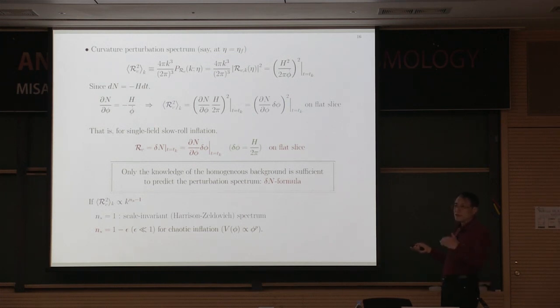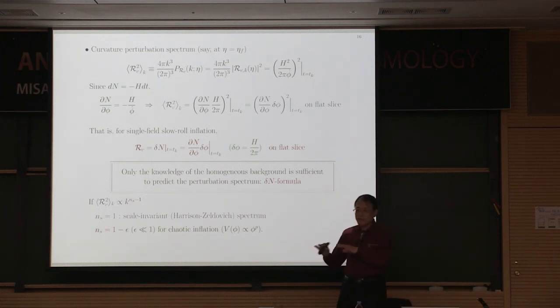So this flat slice condition is very important, but given this condition, if you evaluate the fluctuations in the scalar field on this slice, and if you know the background evolution, then you immediately obtain the amplitude of the curvature perturbation. This is sort of the essence of the delta N formalism, which was first found by Starobinsky, and now it can be applied to any multiple scalar fields and so on and so forth. Okay, so this is a basic formulation of linear perturbations.